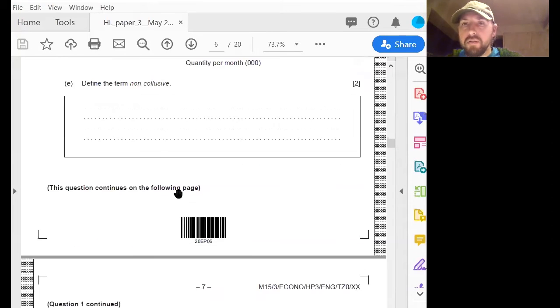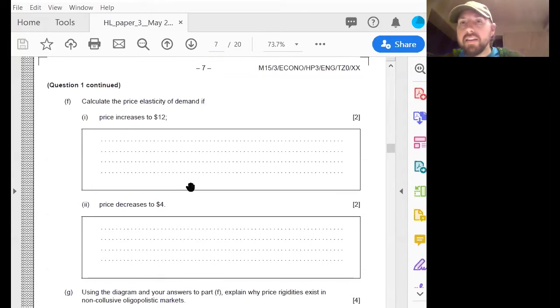Okay, so going down to the next question. Look at that. Calculate price elasticity of demand if price goes up to 12 and price goes down to 4. So simple equations, we've done this before.